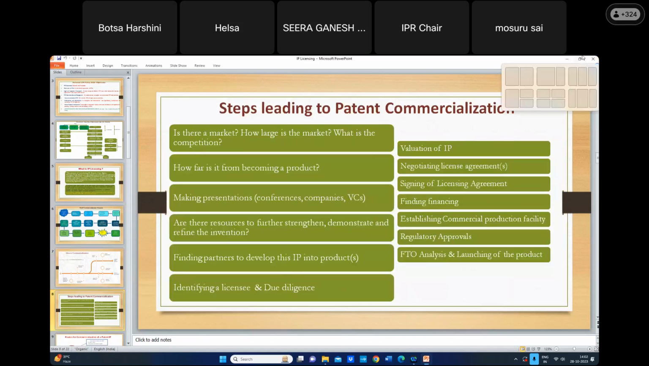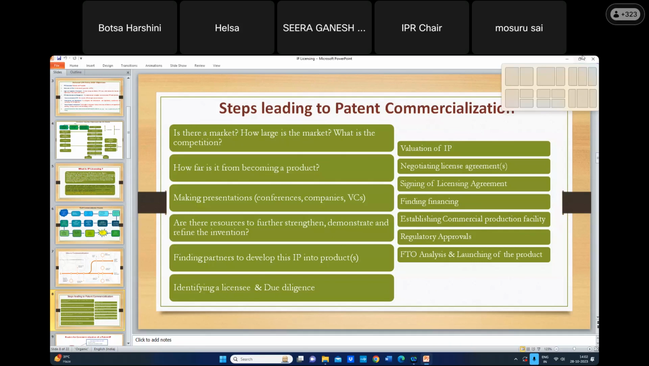So, steps leading to patent commercialization. Like you have licensed the technology, you license your patent. License means you have given permission to a third party to use that knowledge. That doesn't mean the technology has been commercialized and the product has come to the market. There are several steps involved before taking the idea to the market. What are those things? Is there a market for your patented or licensed technology? How large is the market? What is the competition? That is very, very important.